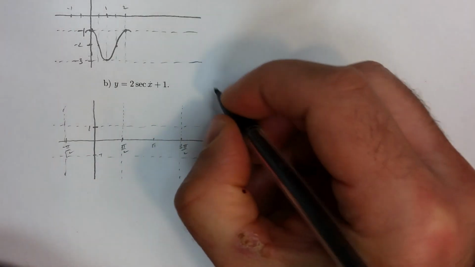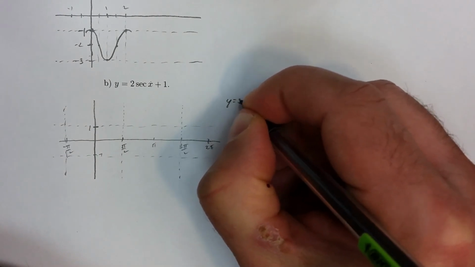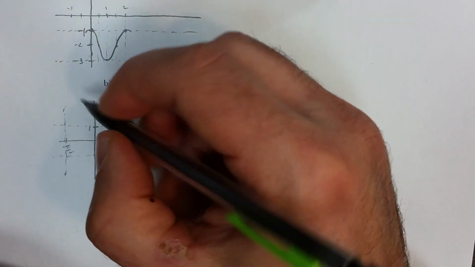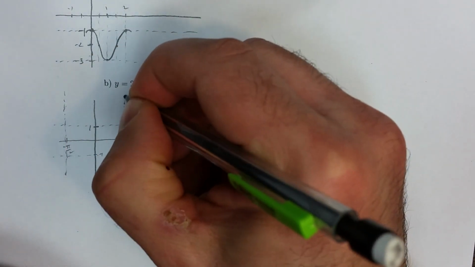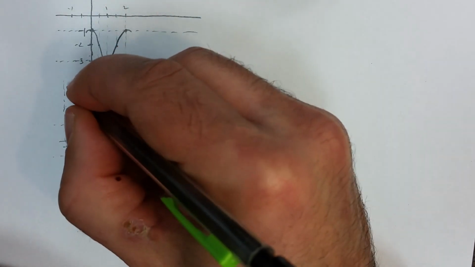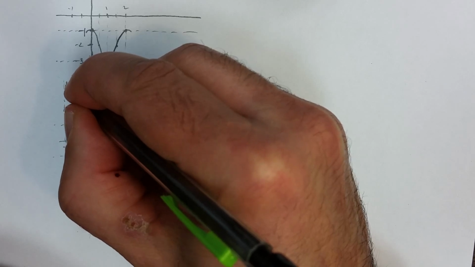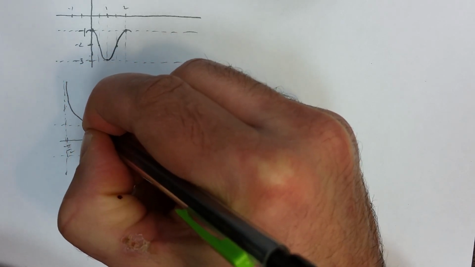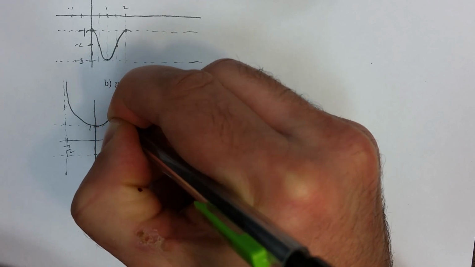So y equals secant x. We have this right side up U shape over here. It approaches these lines asymptotically. Let me do my best to sketch this in. Bottoms out at height 1.